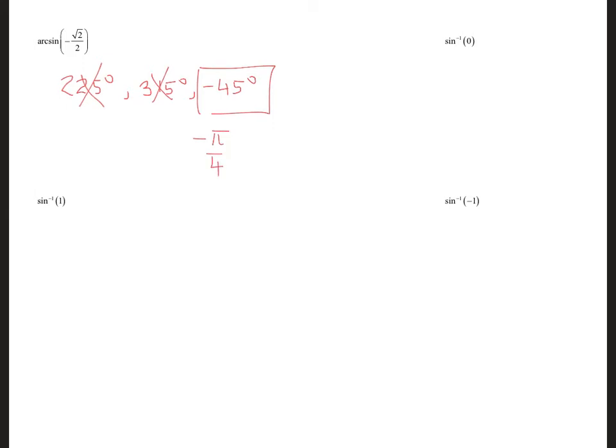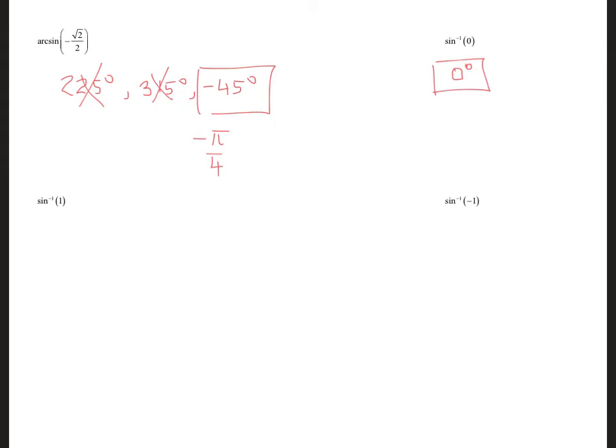And the other values we need to be familiar with is sine of 0. What is sine of 0? So sine inverse of 0 is going to be 0 degrees. Remember, it cannot be 2 pi because 2 pi is not within the range, but it is 0 degrees. So that's the only value we have. So 0 degrees or 0 radians.